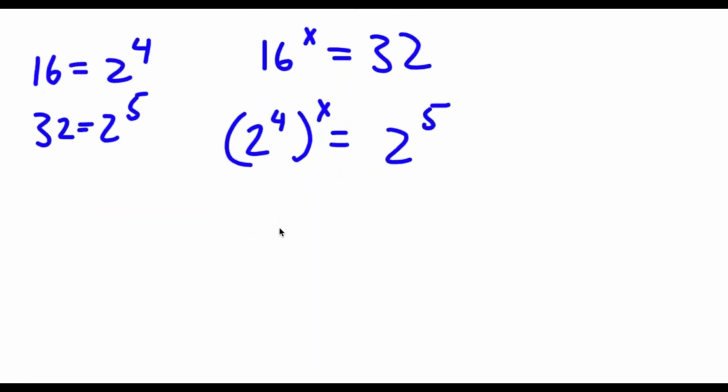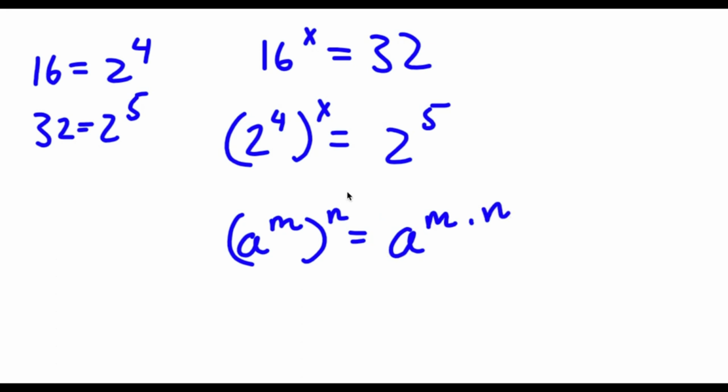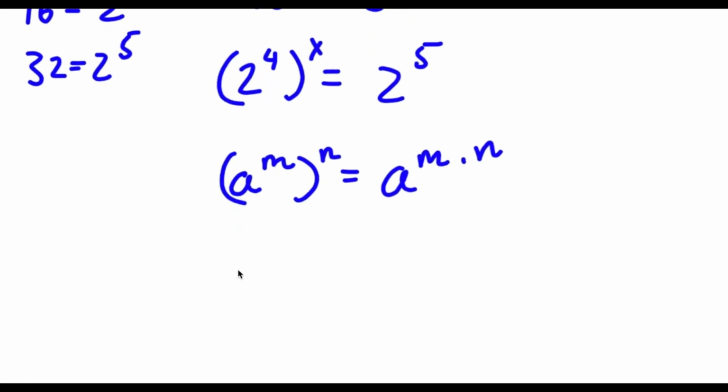Now, if I have something in the form a to the power of m to the power of n, this is the same thing as a to the power of m times n. So in this case, I have 2 to the power of 4 to the power of x. So that's going to be equal to 2 to the power of 4 times x, and 4 times x, that's the same thing as 4x. So now I have 2 to the power of 4x is equal to 2 to the power of 5.